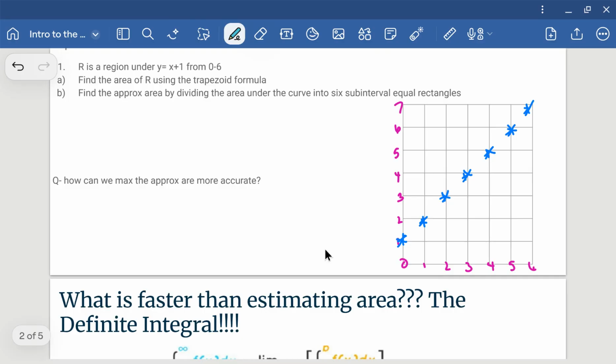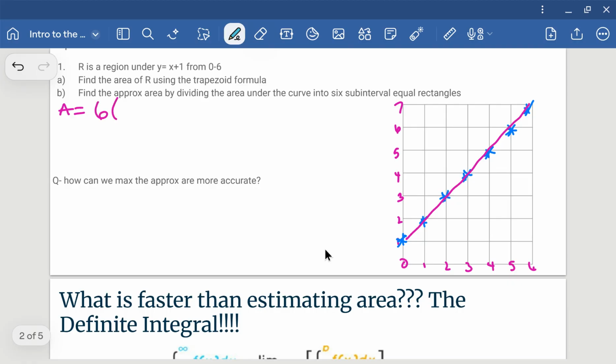In chapter 10, if you wanted to find the region under the curve graphed here, x plus 1 from 0 to 6, I can see that this makes somewhat of a trapezoid shape. So the first part is to find the area using the trapezoid formula. The area of a trapezoid uses the altitude, and if we flip this around, the altitude goes from 0 to 6, so the altitude is 6.